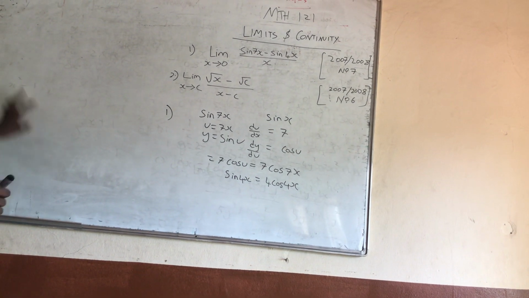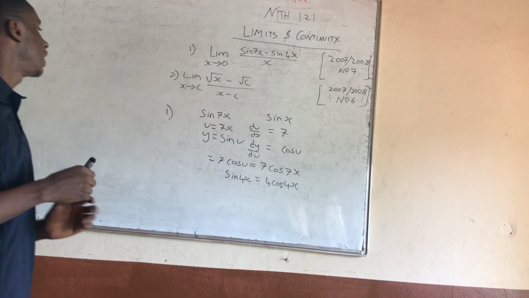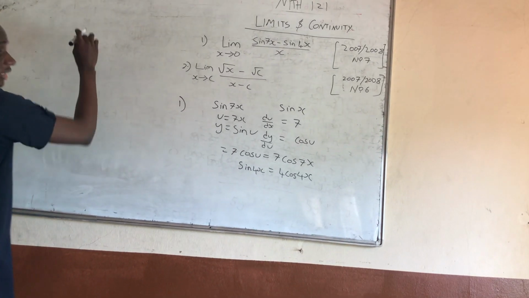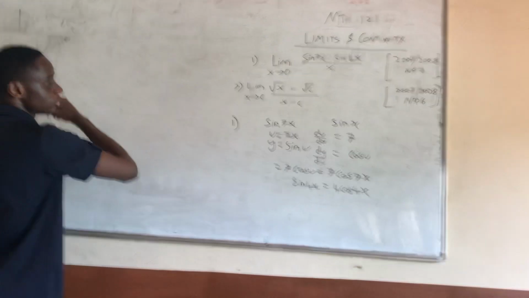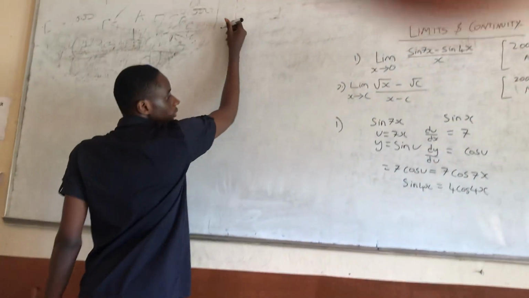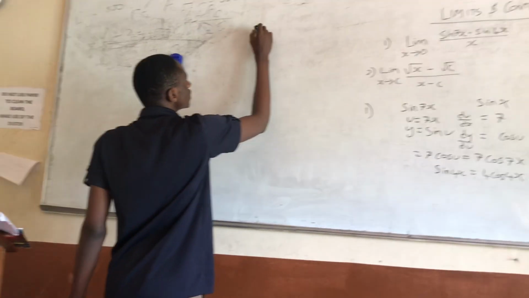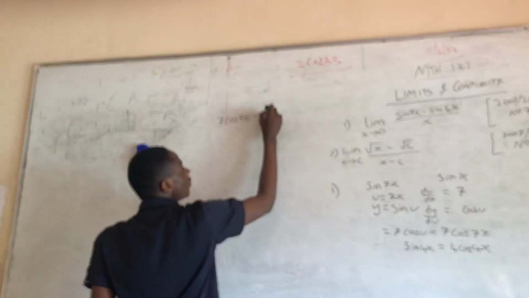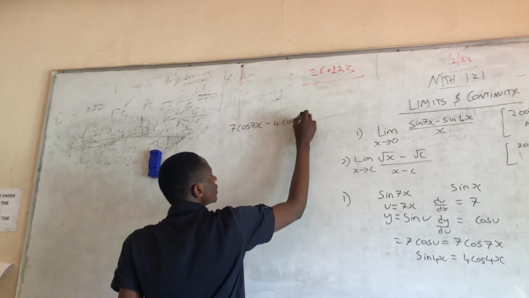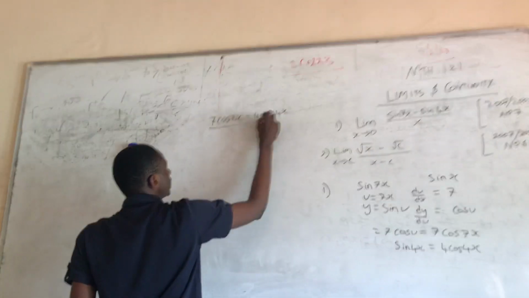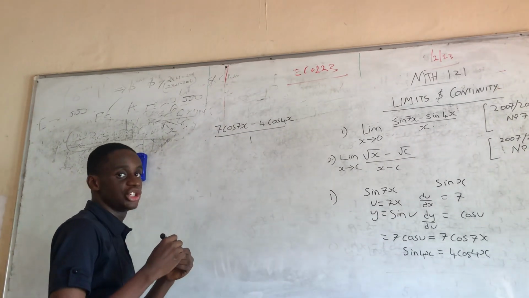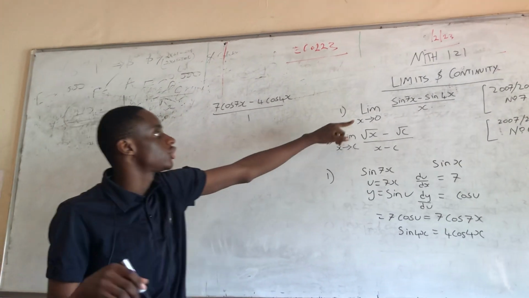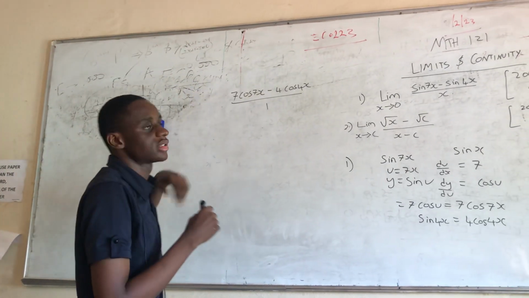Now we apply our substitution. It becomes 7 cos 7x minus 4 cos 4x all over 1. This is now the differentiated version of the numerator and denominator. Then we can substitute our 0 again in it.